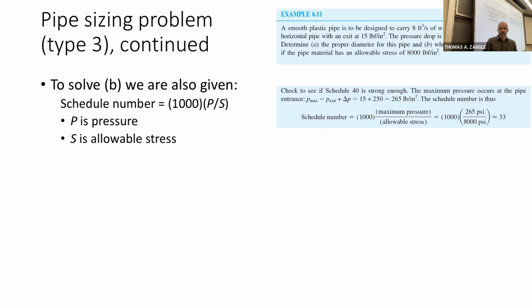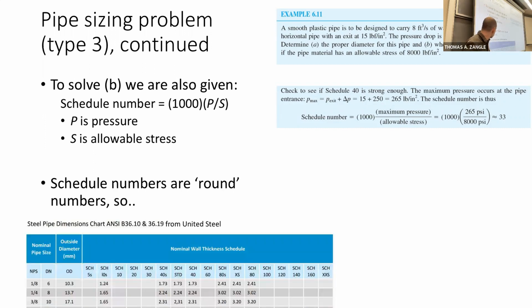Again, schedule numbers don't come in any old increment you want. Schedule numbers are kind of round numbers. We have 5, 10, 20, 30, 40, 60, 80, and so on. And so we're going to choose the next biggest one that we can find. In this case, we would choose a Schedule 40. We'd specify a Schedule 40 pipe, right?